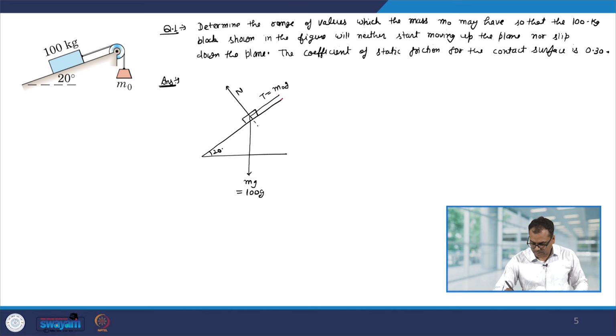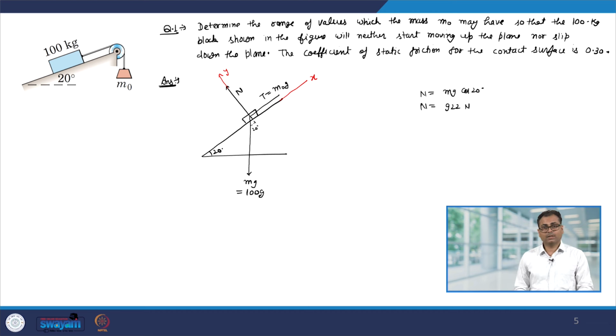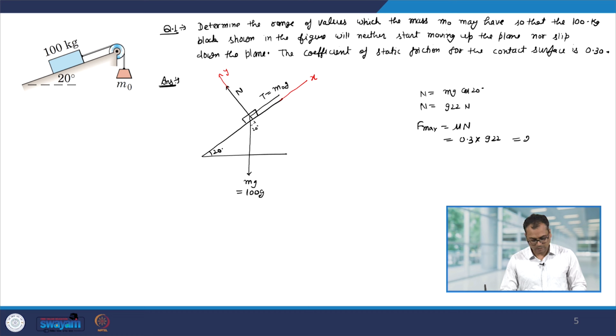let us take our axis along the inclination. So, let us say this is x axis and this is y axis, and let us balance the force along the y direction. So, we have n equal to, this angle will also be 20 degree, m g cos 20, therefore, n will be 922 Newton. And once we know n, we can find out the frictional force, its maximum value. So, F max will be mu n, mu is 0.3 and n we have calculated. So, therefore, it will be 277 Newton.